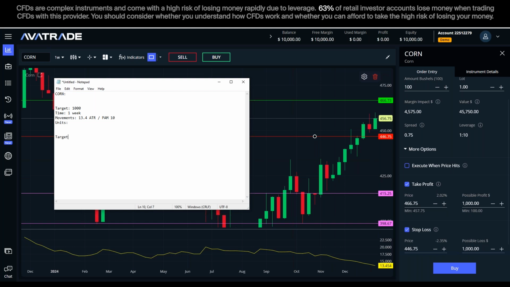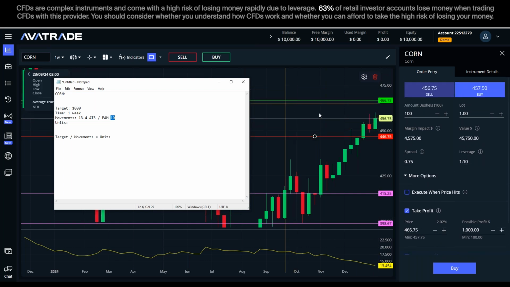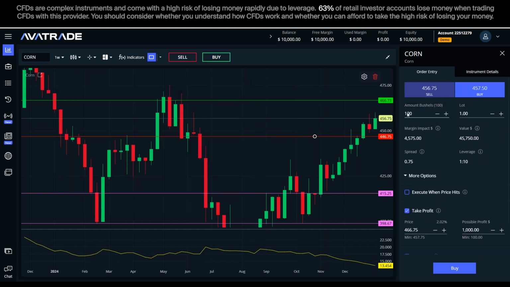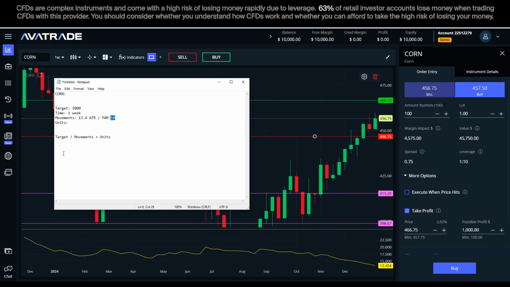What we need to do is target divided by movement equals units. In this case, we have $10 per bushel. 456 is where it's at right now. We targeted 466, which is $10 higher, and we could set the stop loss $10 lower. That means $10 to make or lose per bushel, which brings us to 100 units.